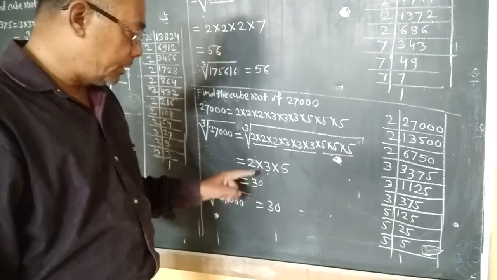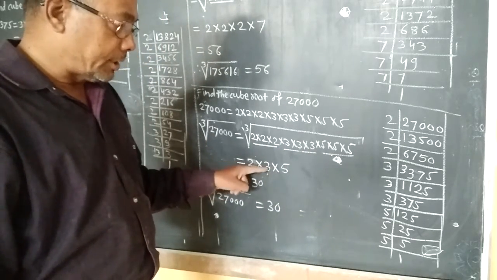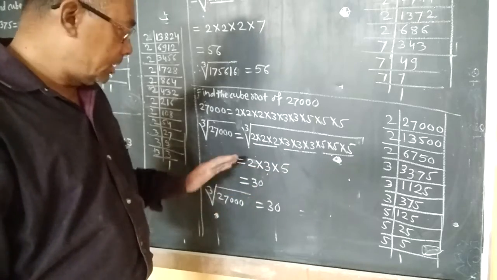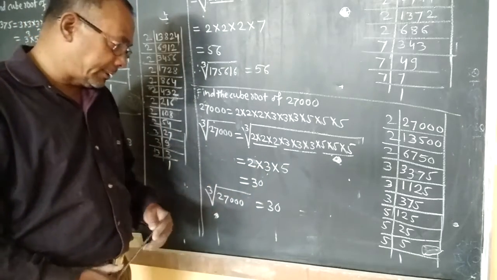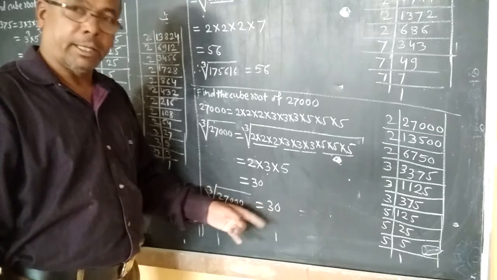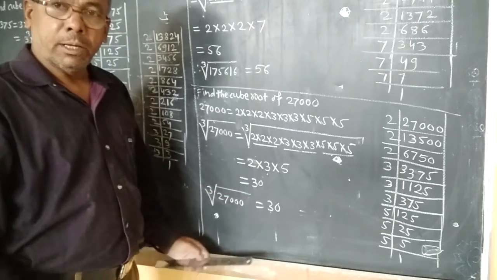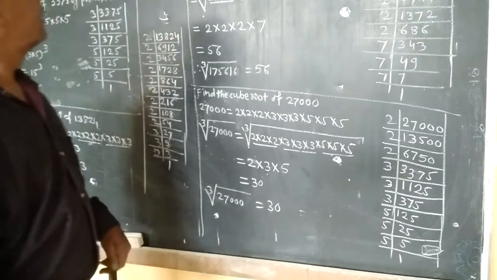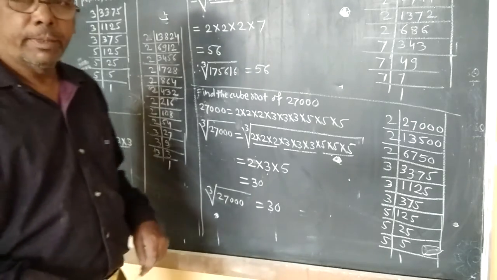After multiplication we get 2 threes are 6 and 6 fives are 30. In this way the cube root of 27,000 is 30, and in this way our topic, cubes and cube roots, is finished.